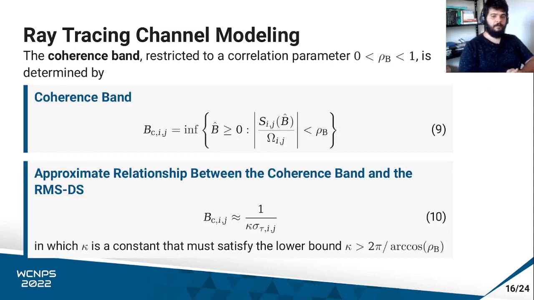The coherence band, defined as the bandwidth over which the channel has strongly correlated spectral components, is calculated by equation 9, in which ρ is a correlation parameter. Often the coherence band is approximated by an inversely proportional relationship to the root mean square delay spread, as shown in equation 10. In this equation, the kappa factor is a constant greater than 2π divided by arccosine of ρ.